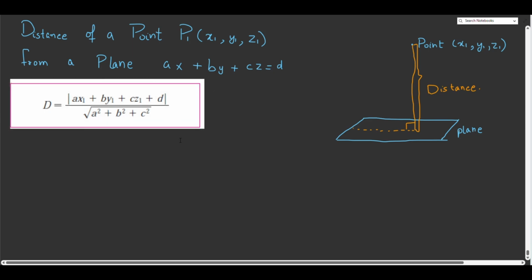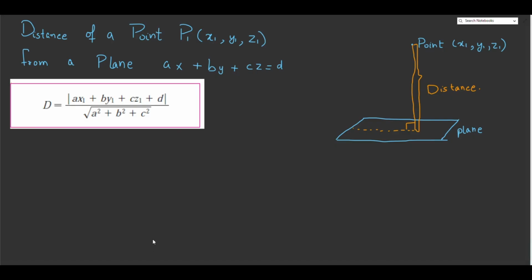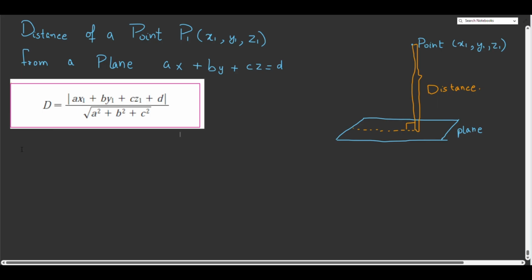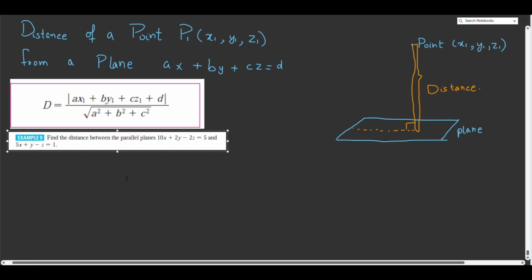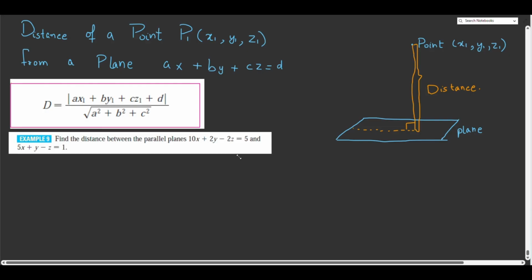So this is the formula for finding the distance between the point and the plane. Okay, let us do one example. We want to find the distance between two parallel planes.